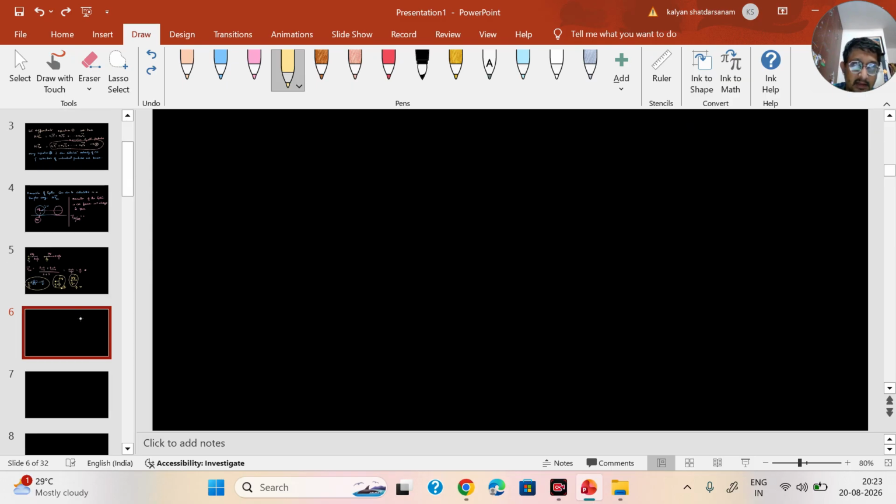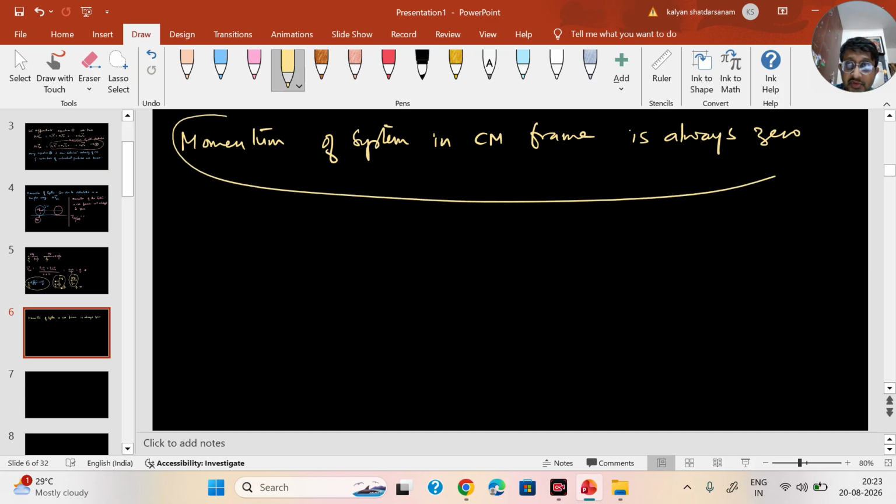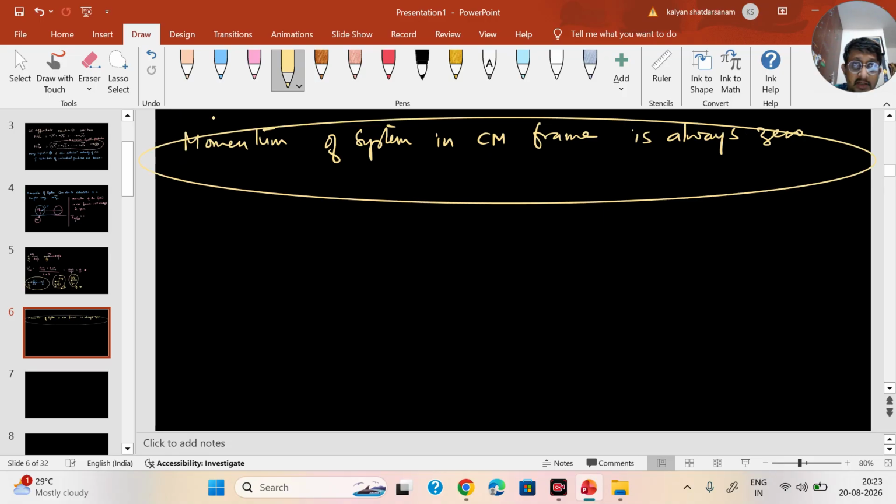So the most important statement is: momentum of system in center of mass frame is always 0. Very important statement.